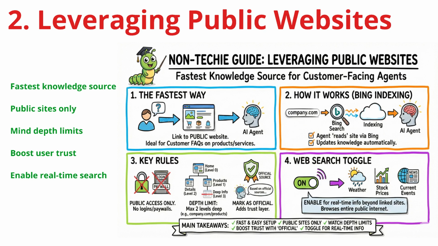However, as box 3 highlights, there are key rules. First, the site must have public access, no logins or paywalls. Second, adhere to the depth limit. The agent only goes 2 levels deep into your site structure. A great feature here is marking your site as an official source, adding a trust layer to the agent's answers.